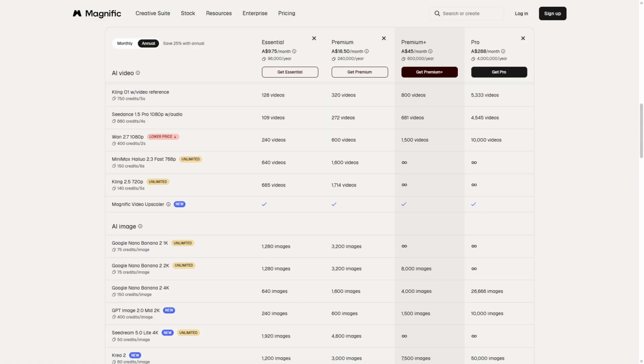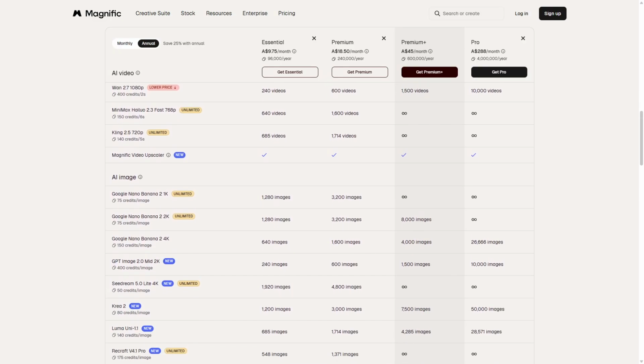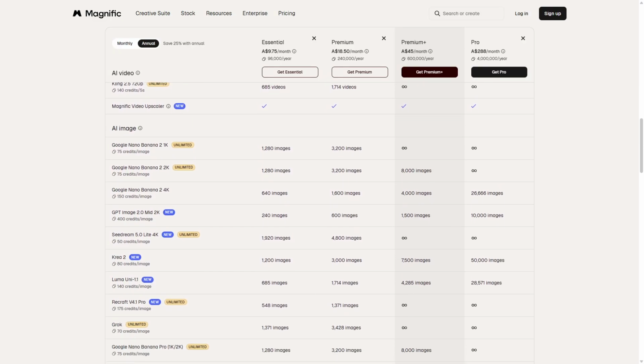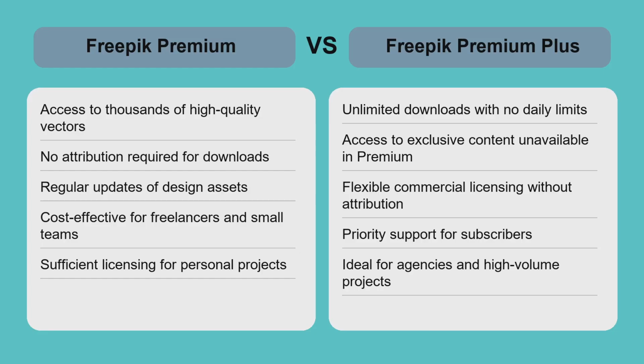It's ideal for agencies, designers, and enterprises needing unrestricted access to diverse resources and the ability to use them freely in client projects or commercial products. Premium Plus ensures maximum creative flexibility and efficiency for demanding workflows.